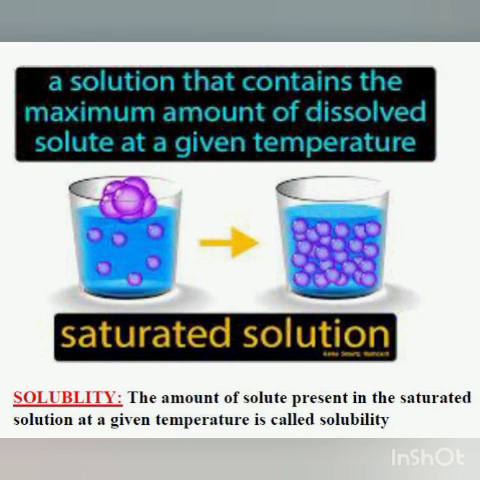You will observe that they start settling at the bottom, and this solution is called a saturated solution, because now this solution contains the maximum amount of dissolved solute and it cannot dissolve more solute. That is why the solute starts settling at the bottom. So a solution that contains the maximum amount of dissolved solute at a given temperature is called a saturated solution.